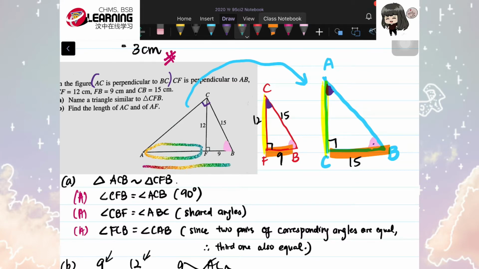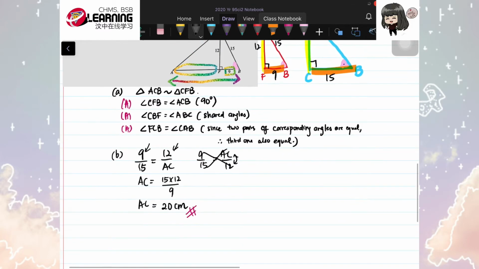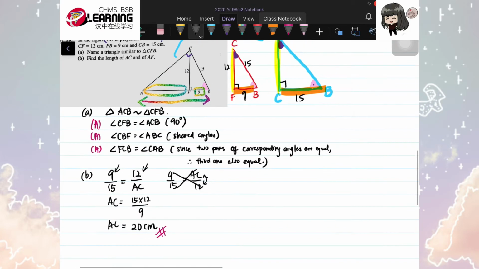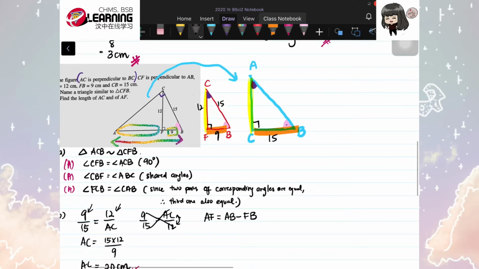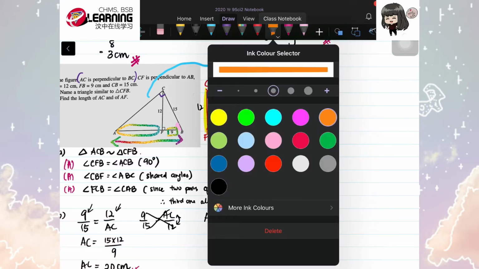So to find AF, we need to find AB first, and then we minus this 9, then we will get AF. Okay, so basically AF is AB minus FB. So AF is equal to AB minus FB. So first we have to find AB. AB, okay, the blue one, alright? The blue, I mean this.